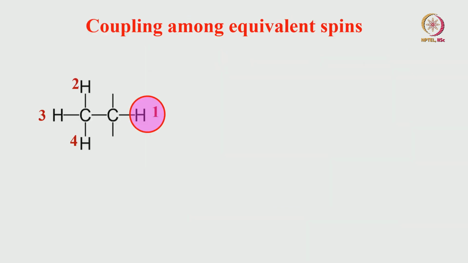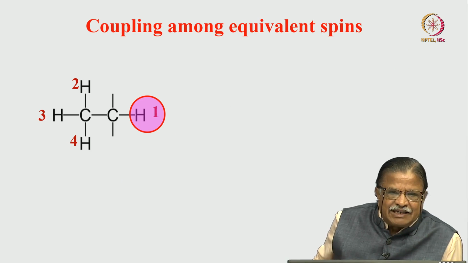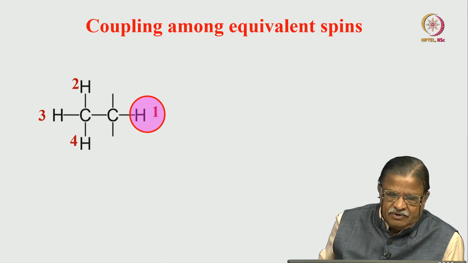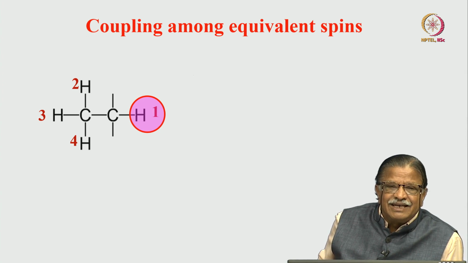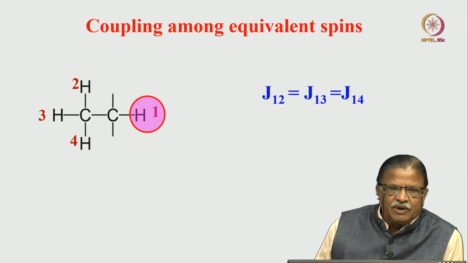We will go now to the case where, instead of 2 protons, it is coupled to 3 equivalent protons. Instead of CH2 I made it CH3. Again I put the same condition, coupling 1-2 equal to 1-3 equal to 1-4.